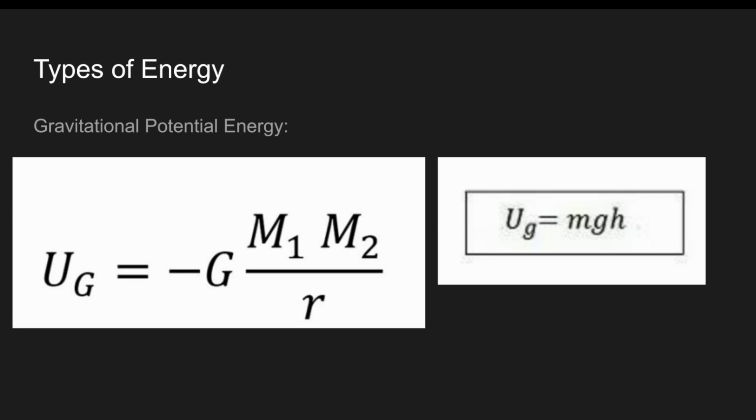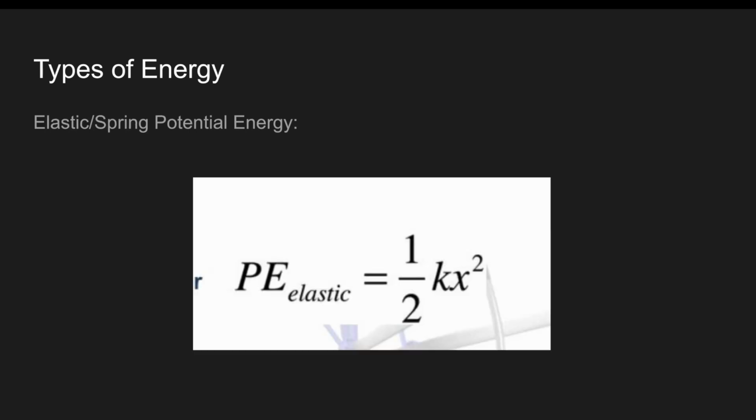But if we're dealing with celestial objects and orbits, it's best to use the one on the left, which is U_g = -G m1 m2 / r. Finally, one that you'll probably see in relation to oscillations the most often, which is a future unit that I'll cover, is elastic or spring potential energy.